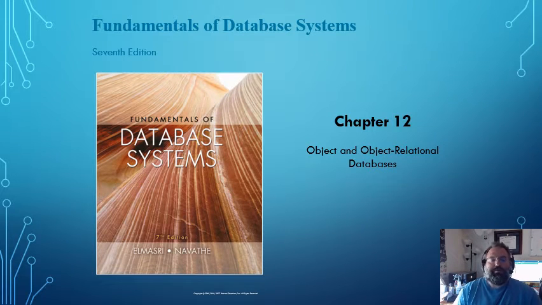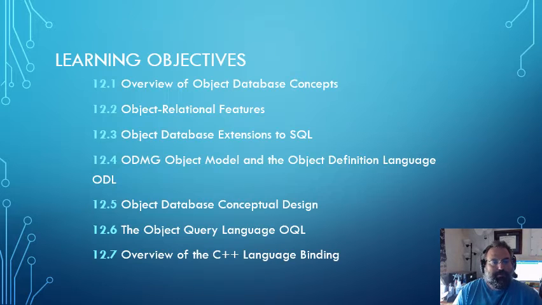Chapter 12 centers on object and object relational databases. So the objectives that we're going to go over are as follows. We'll review an overview of the object database concepts. We'll talk about object relational features, object database extensions to SQL, ODMG and object model, and the object definition language, ODL, the object database conceptual design, and the object query language, OQL, and then an overview of C++ language binding.